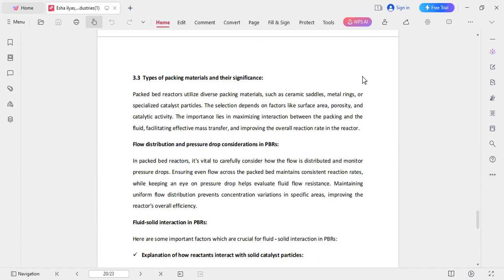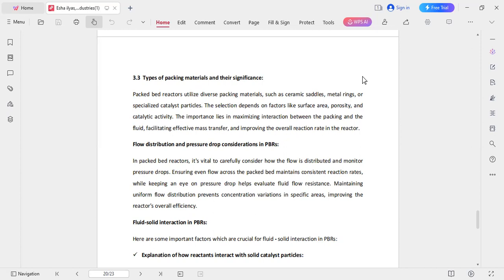Types of packing materials and their significance. Packed bed reactors utilize diverse packing materials such as ceramic saddles, metal rings, or specialized catalyst particles. The selection depends upon factors like surface area, porosity, and catalytic activity. The importance lies in maximizing interaction between the packing and the fluid, facilitating effective mass transfer and improving the overall reaction rate in the reactor.